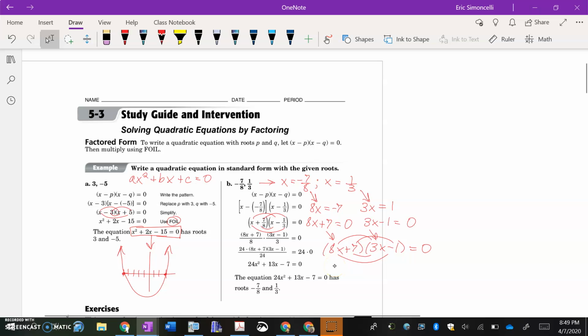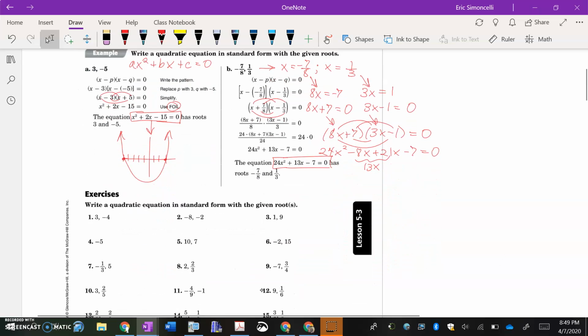So first, outside, inside, last. Let's take a look. 8x times 3x is 24x squared. Outside is -8x. Inside is 21x. And then last is -7. Outside, inside, those two are like terms, so they add to 13x. So the final answer is in fact justified as such: 24x squared plus 13x minus 7. I won't draw this particular parabola, but it does have x-intercepts, or roots, of -7/8 and also 1/3.